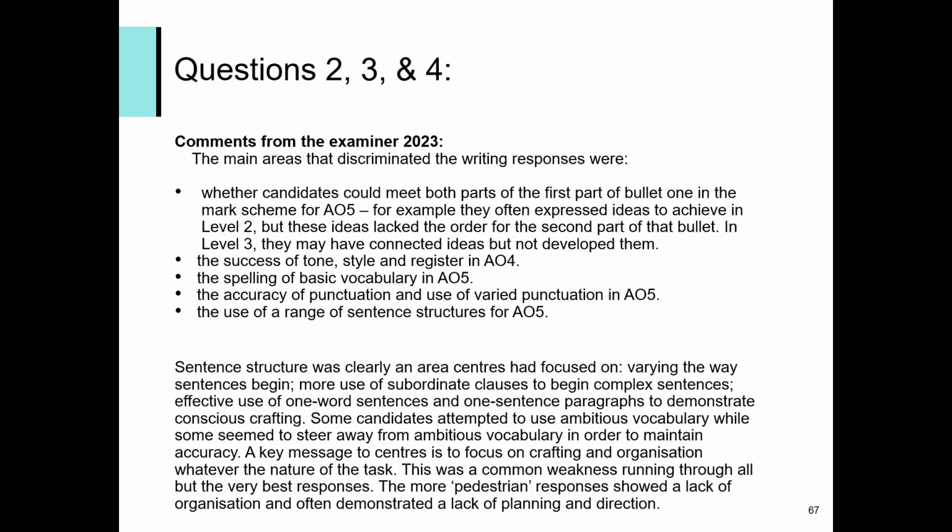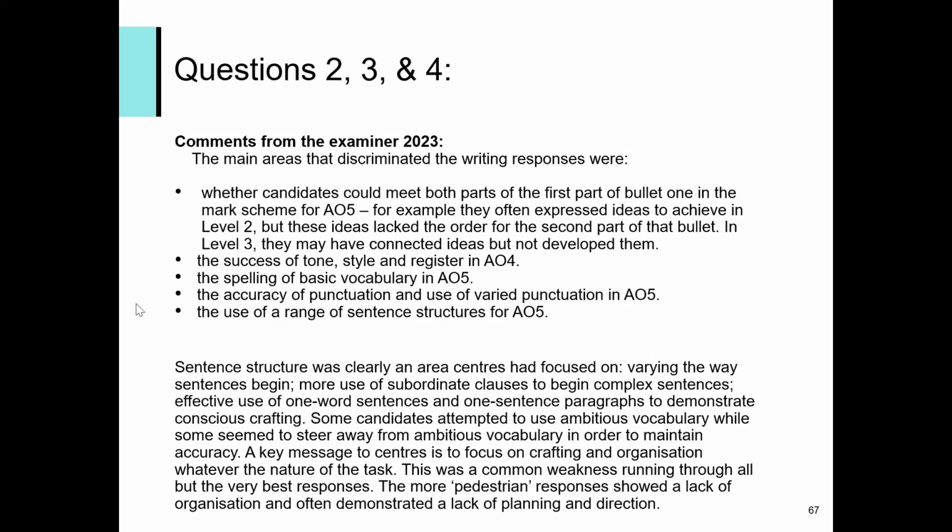Sentence structure was clearly an area centres had focused on, varying the way sentences begin, more use of subordinate clauses to begin complex sentences, effective use of one-word sentences. So all the things that they're taught, I suppose, to recognise in that question 4 on paper 1, they're actually using in their own writing. Key message there for centres is to focus on crafting and organisation, whatever the nature of the task. So there's some useful comments there from the examiner report. And you do have that examiner report in your download.